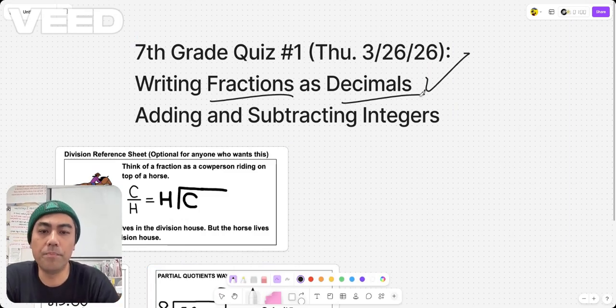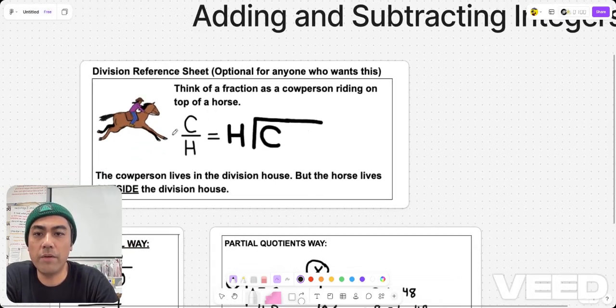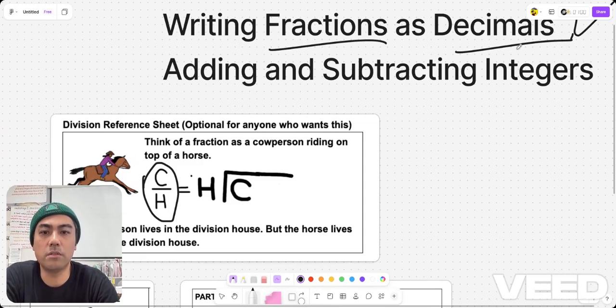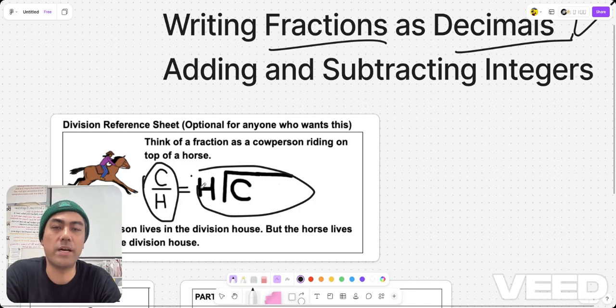Okay? One of the things that I talked about, whenever you have a fraction and you're trying to change it to a decimal, is we use long division for that. Okay. And specifically, whatever number is on top, we call that the cow person. And this cow person gets to live inside the division house, while the horse does not live in the house, it has to live outside.